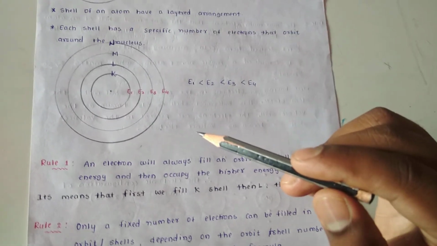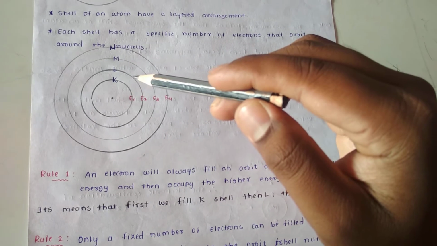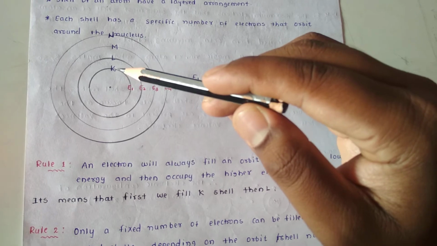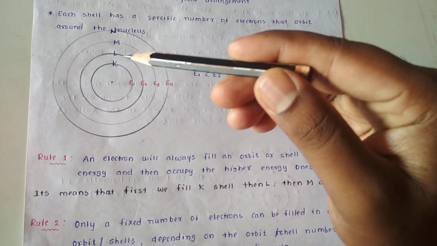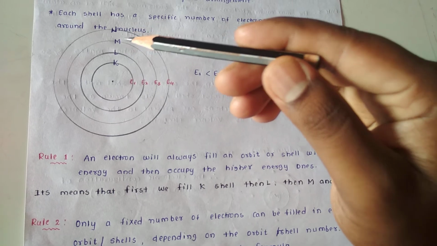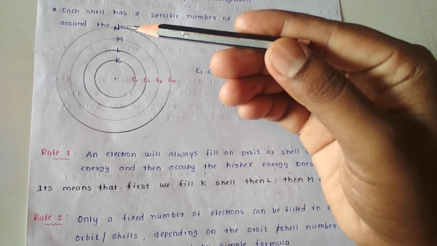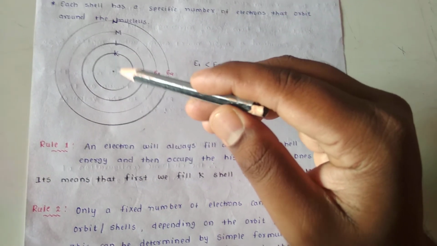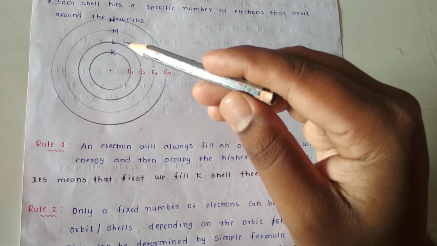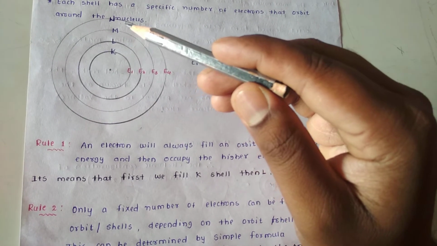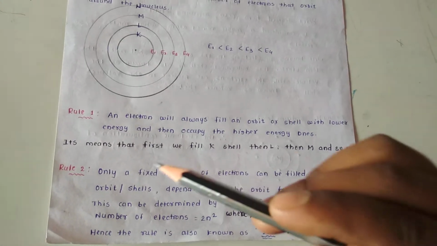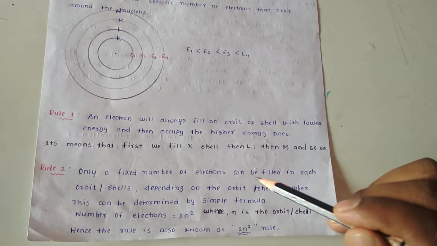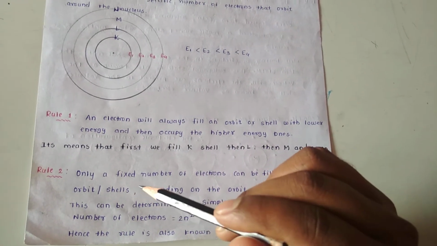Now the next question comes: how many electrons can be placed in each shell? Means how many electrons are placed in K shell, how many in L shell, how many in M shell and how many in N shell. Can each orbit take the same number of electrons, or does the number of electrons vary with every orbit? So here rule number 2 comes.